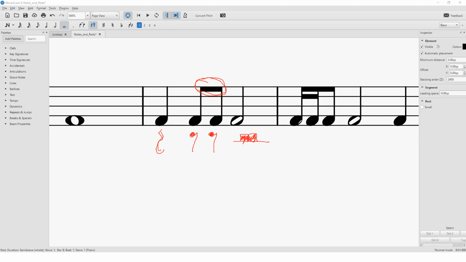The first note here, what note is this? Who can tell me? What is the name of this note? A quaver. Who said quaver? Who responded quaver?